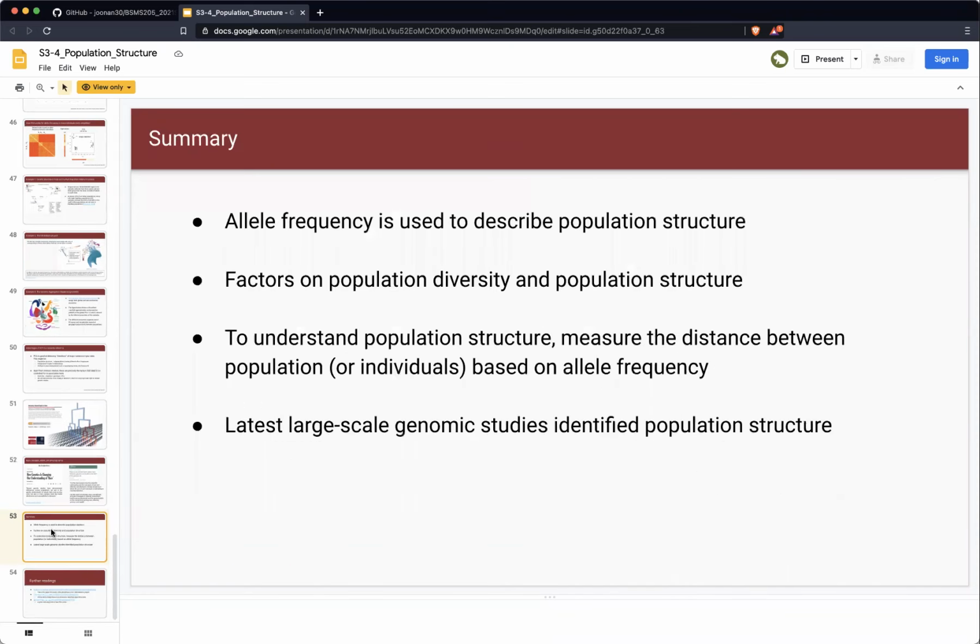Okay, so to summarize the topic. We talked about how allele frequency is used to describe the population structure and also the factors of the evolution process and population diversity. And also we learned how to measure this population stratification using the fixation index and PCA.